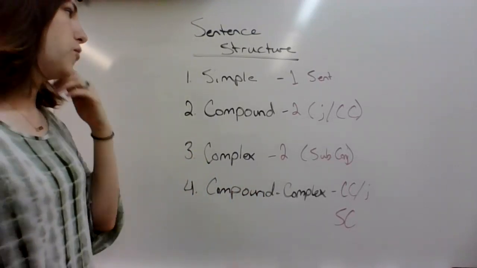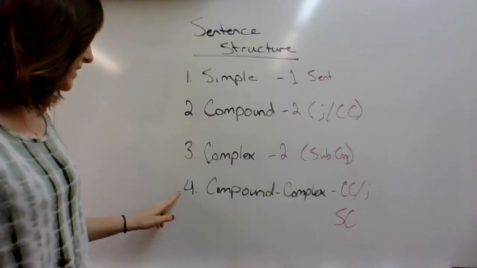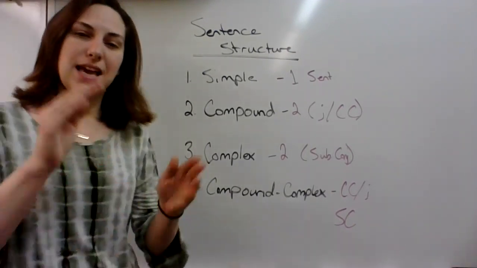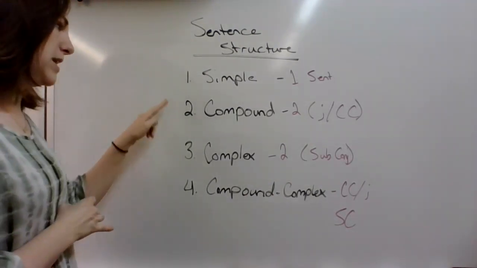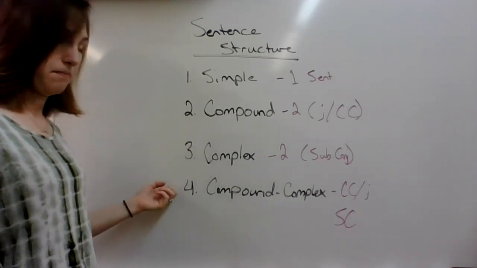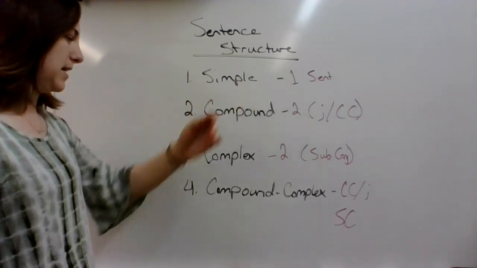Sentence structures, there's four different types. There's the simple, compound, complex, and compound complex. And I hope you can see that they build upon one another. They work together. Two simples make a compound, and a complex and a compound make, of course, the compound complex. But anyway, let me just review the definitions of them.